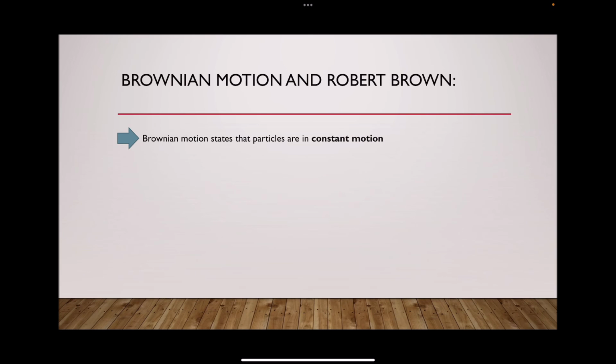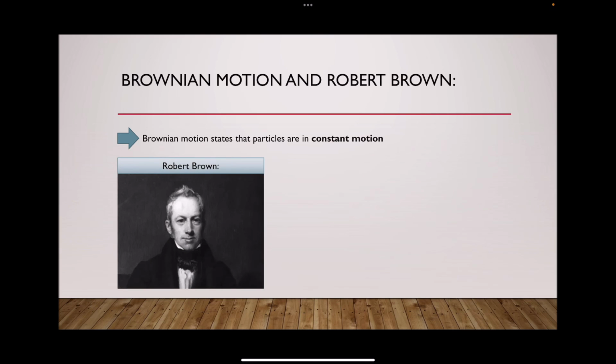Let's wrap up the topic of Brownian motion. Brownian motion states that particles are in constant motion. Why is the phenomenon of Brownian motion called Brownian motion? This is because of the scientist Robert Brown. Here you can see a picture of him. He was a scientist and found out first about Brownian motion.